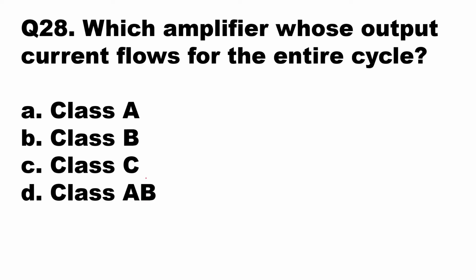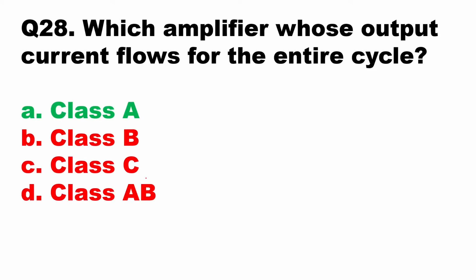Okay. Class A will give you the flow of output current for the entire cycle, that is 0 to 360 degree. Class B will give from 0 to 180 degree. Class C will give less than 180 degree. And class AB gives you between 180 and 360 degree. Okay. So these were the definitions that we had seen in the power amplifier classification. Now when this question asks which amplifier's output current flows for the entire cycle, that is from 0 to 360 degree, then the answer will be class A. So option A will be the right answer here.